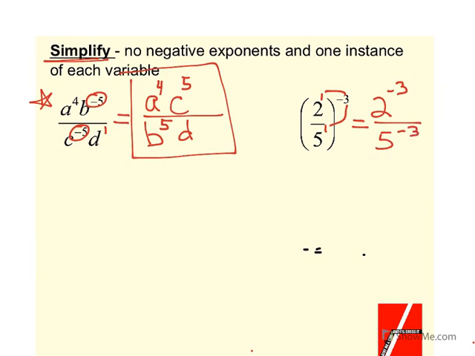Now before we try and simplify and say 2 to the 3rd is 8, we do need to move them to the correct part of the fraction. The 2 needs to go down in the denominator to become a positive exponent. The 5 needs to go up to the numerator to become a positive exponent. Now we can simplify. 5 to the 3rd is 125, and 2 to the 3rd is 8.